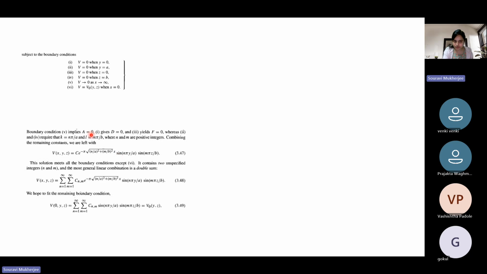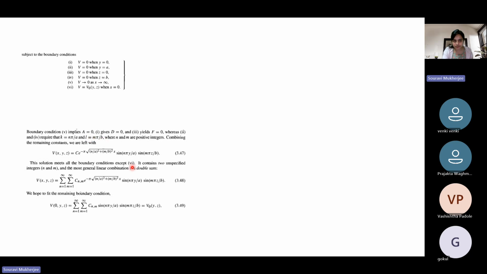So again, a will go to 0, because v tends to 0 as x tends to infinity. Again, d will be 0 because at v equal to 0, y is 0. F will be 0. Why? Because at v equal to 0, z is 0, right? And then you have these conditions, v equal to 0 at y equal to a, v equal to 0 at z equal to b, which tells us the possible values of k and l.